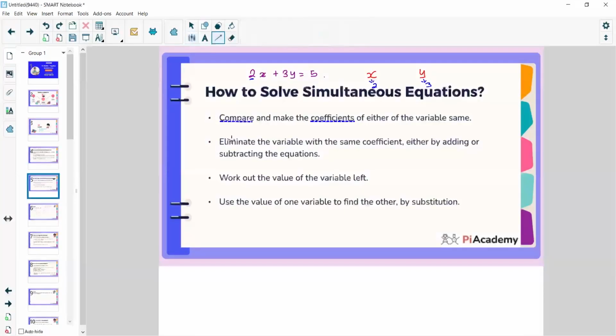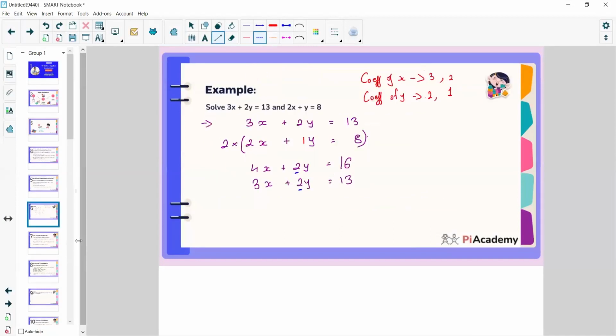The second step is eliminate the variable with the same coefficient either by adding or subtracting the equations. What do you mean by eliminate? This is where the elimination method comes into the picture. Okay. Now, please pay attention, guys. Now, how can I eliminate one of the variables?